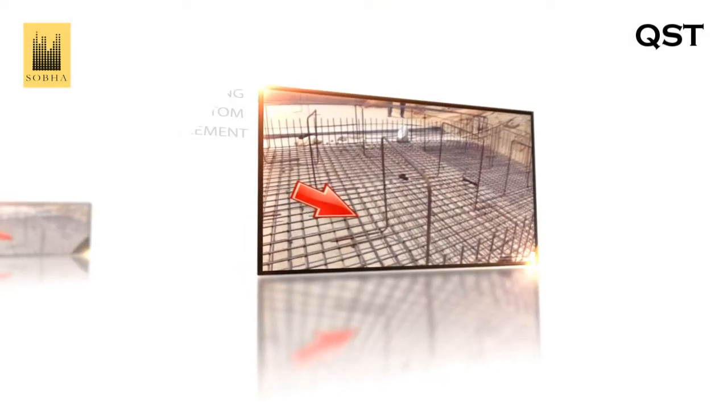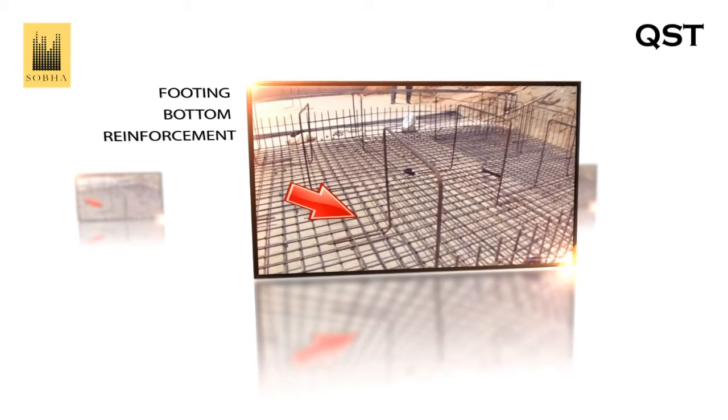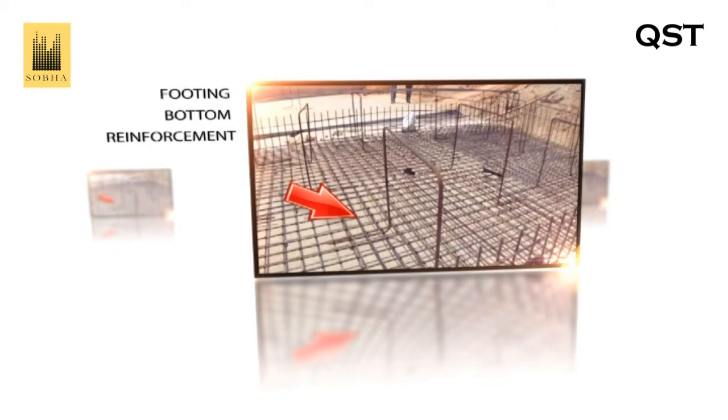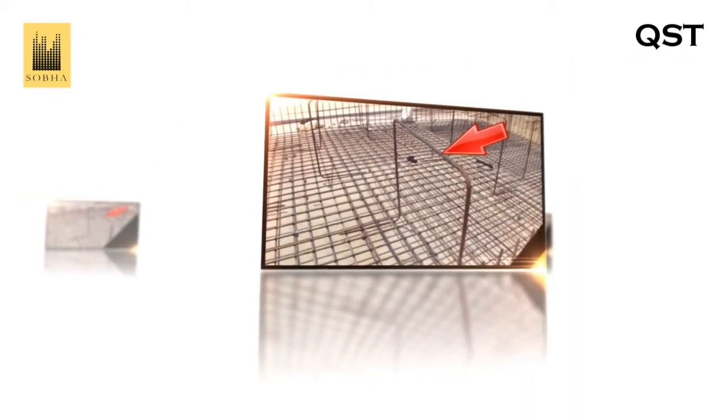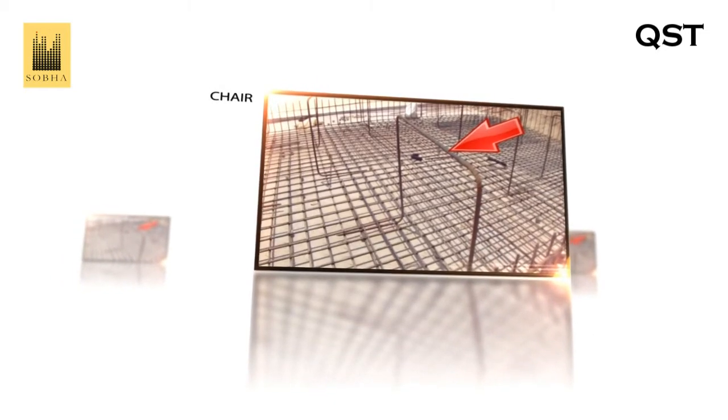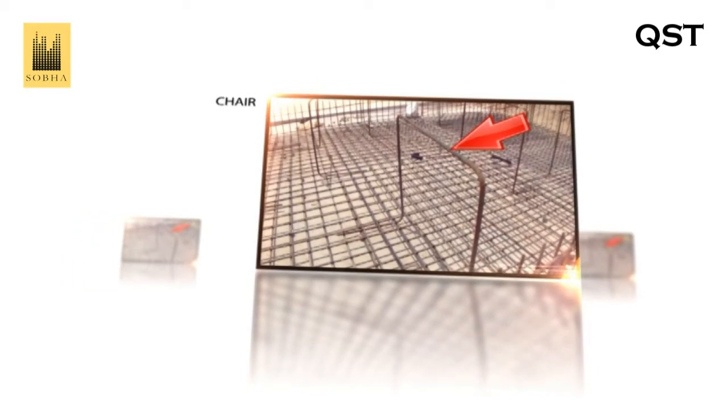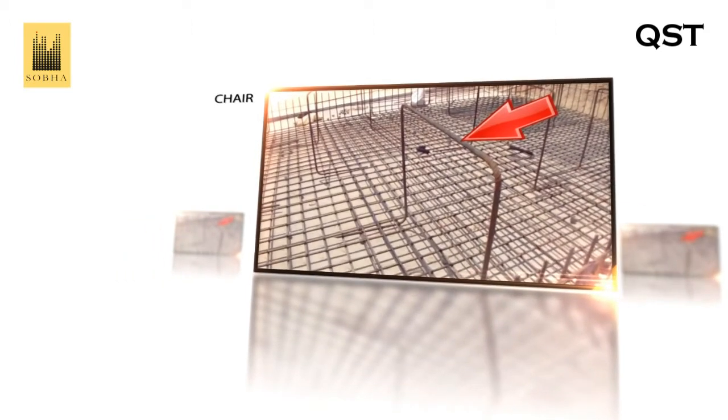Bottom mat. This image shows the typical picture of a footing bottom mat. All works should be executed as per good for construction drawing. Chairs. These are steel elements which separate the different layers of reinforcements for members like footings and keep them in their respective positions while concreting.